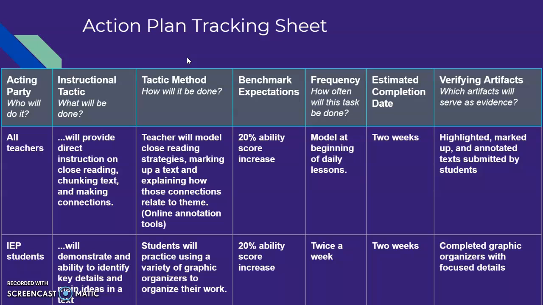So we create our action plan tracking sheet. We talk about who's going to do it. Is it going to be the teachers that are responsible for these things? Are we going to break these down into smaller student groups? Are they going to be larger groups? So what groups are we targeting for each strategy?